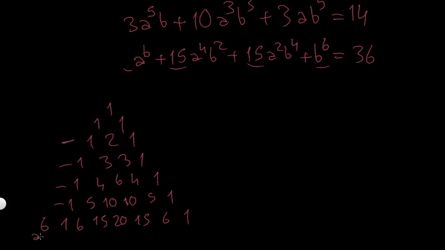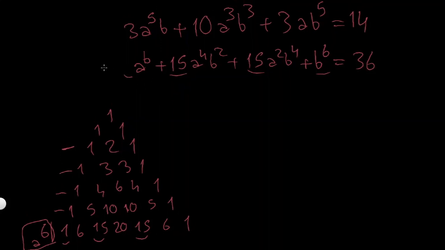Okay, let's write it like a to the 6. So I have 1, 15, 15, 1. This satisfies the second equation. But I don't have 6, 20, and 6 in the first part. But I have 3, 10, 3. So this is just half of it.